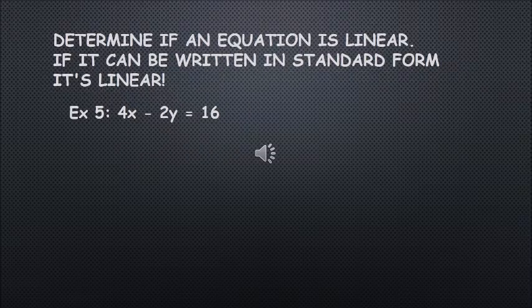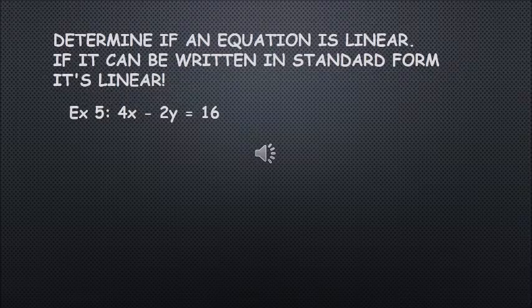Example 5, 4x minus 2y equals 16 looks great. The x and y are on the left side with a constant on the right side. There are no fractions, no decimals. The leading coefficient a is a positive 4. And the x and y terms are separated.